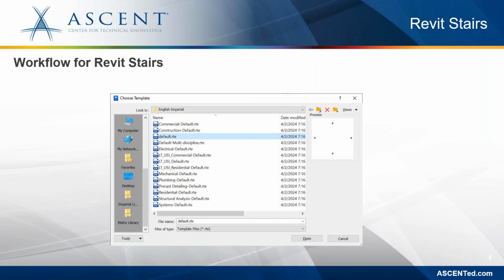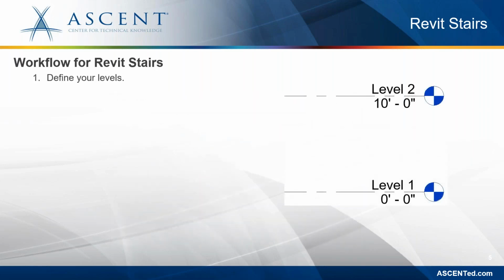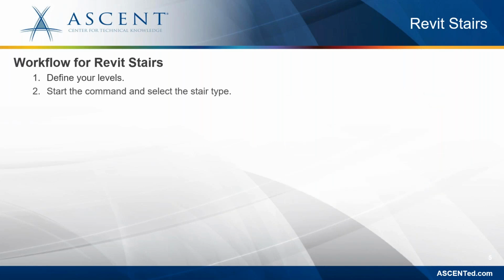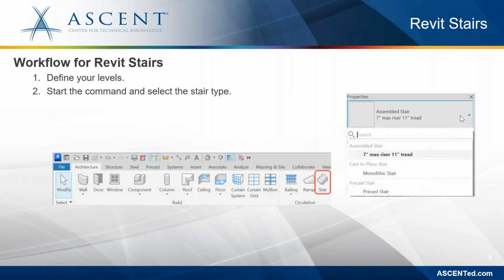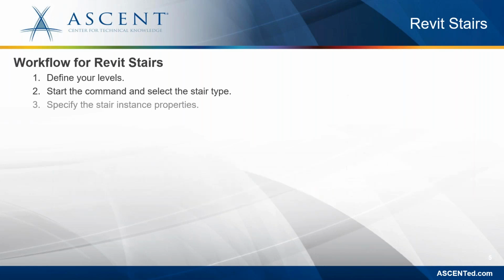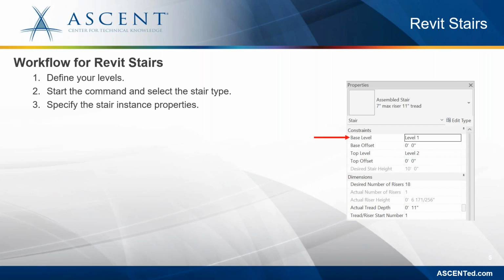So let's talk about the workflow for creating Revit stairs. First, you want to set up your levels and verify your level heights. Then you want to start the stair command, and from properties you want to select your stair type. What you see here is the out of box Imperial default template, is what it's called. Then you define properties by verifying the base level, the top level, and setting the desired number of risers.